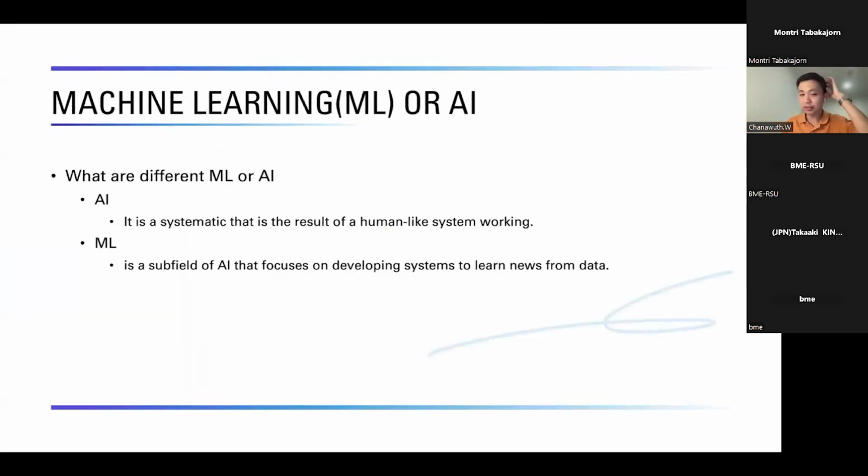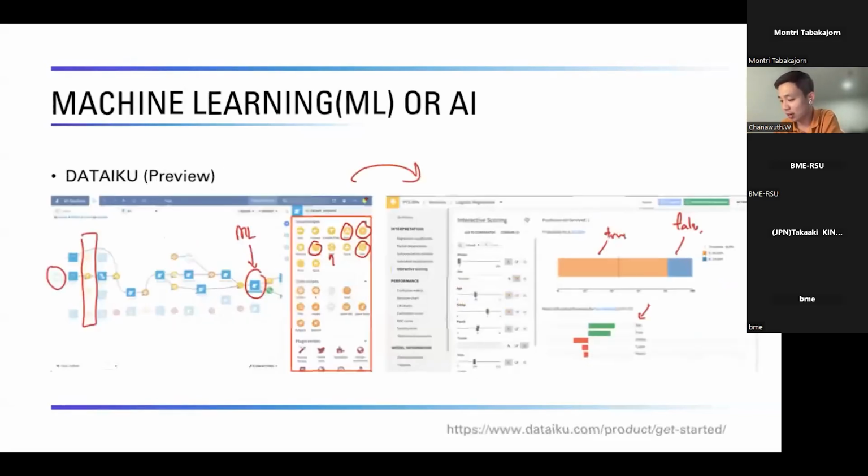Okay, the summary of ML or AI. ML is a subdivision of AI and focuses on using historical data to make new data. And AI is a system that acts like a human. Okay, that's all. That's easy. If you would like to take ML and you are interested in machine learning, I think DataEQ is the best option for you.